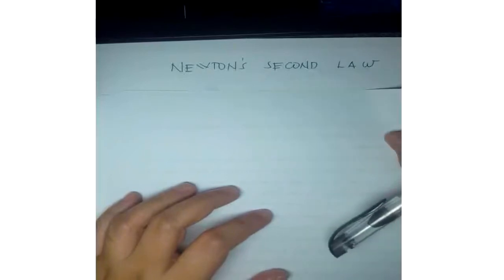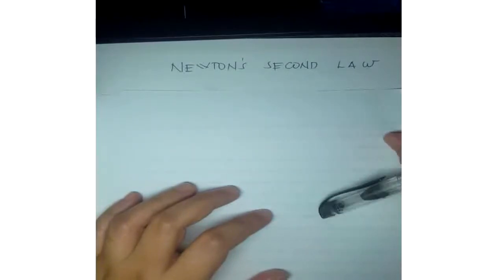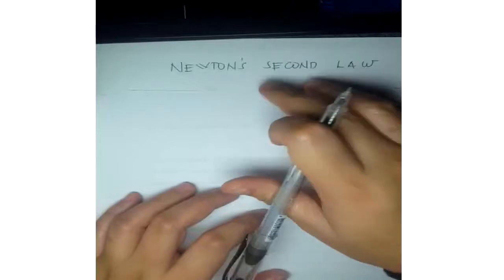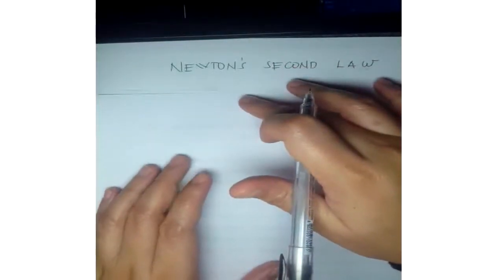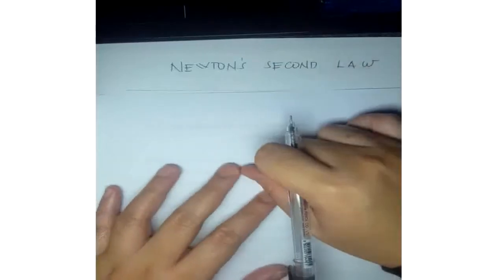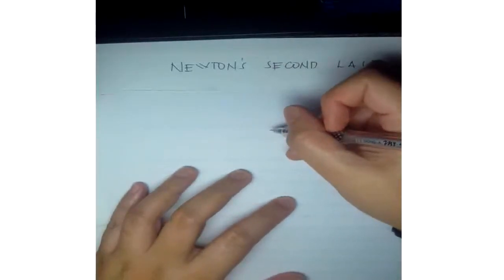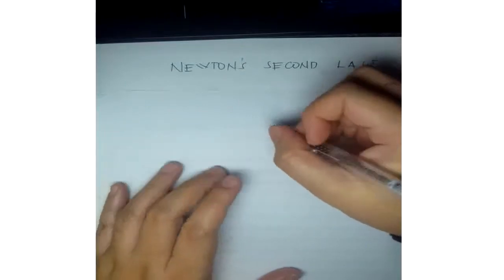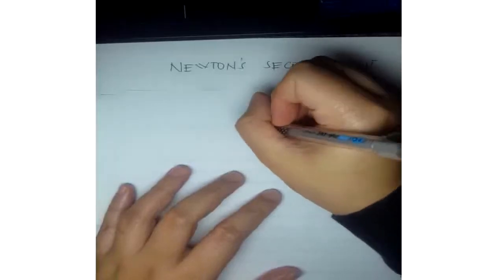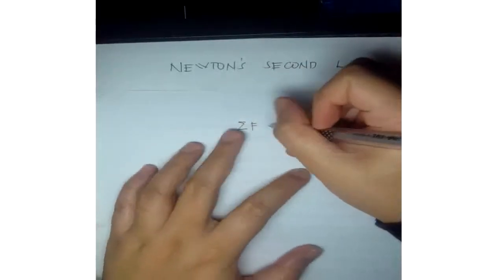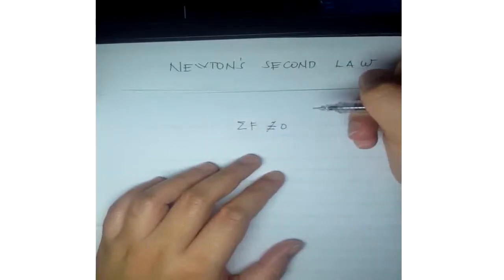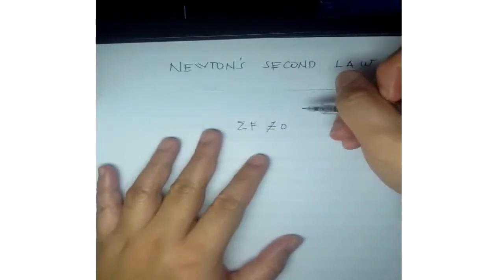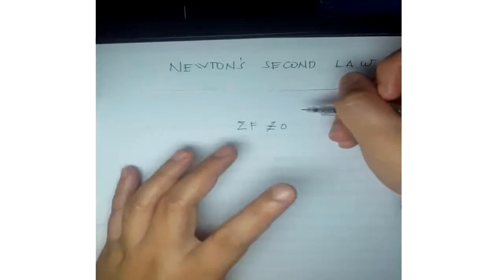Okay. So, basically, the second law states that when there is an unbalanced force that acts on an object, acceleration is produced. Or in other words, when we compute the net force, and it is not equal to 0, then it means that the object will produce acceleration.